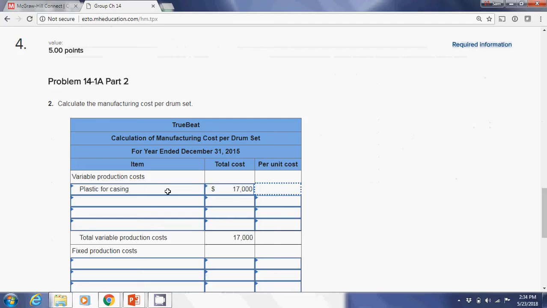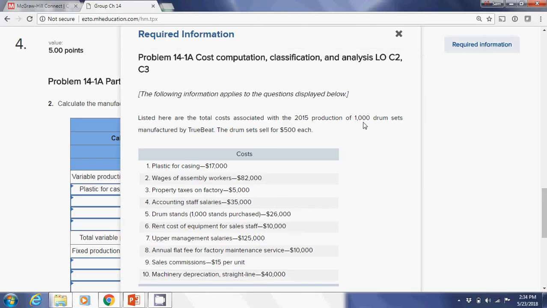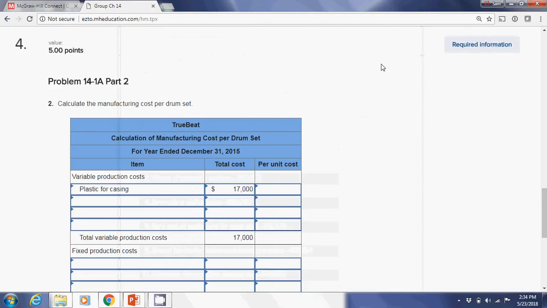So that's variable production cost, $17,000. That's total. And then it says, how much is the unit cost? How much per drum set? Well, how many drum sets did we create? We created 1,000. So if I take 17,000 divided by 1,000, I get $17 per unit. Okay, everybody see how that happens, hopefully.